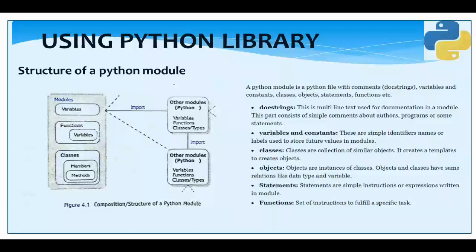Similarly, we can define variables and other constants in our modules. For example, in the math module, the pi constant is defined. Classes are defined too, which are not universal variables. They are created in modules, and they are also present in some built-in modules. The objects are the instances of the classes. They have the same relationship as a data type and a variable. That is, objects are just like variables of a data type; similarly, the objects are of a class. There can also be statements, simple instruction expressions written in a module.